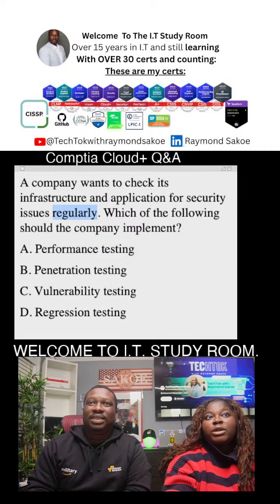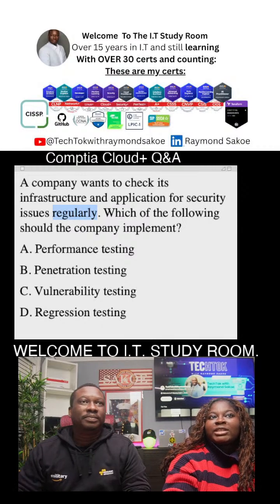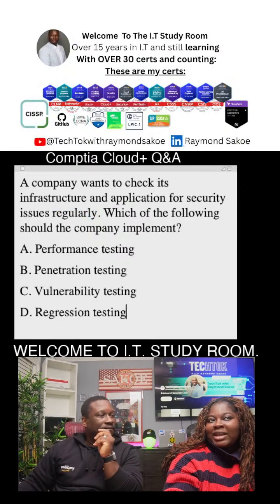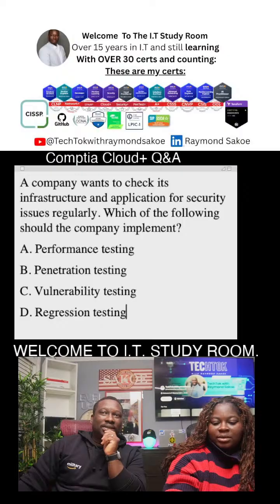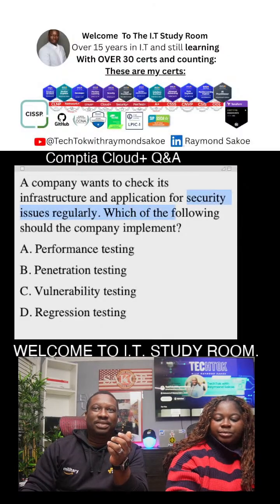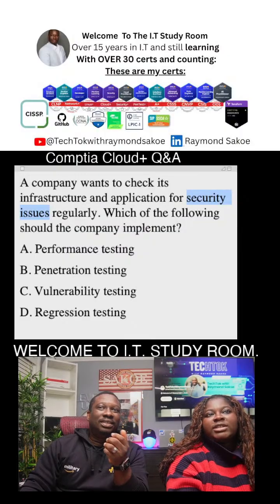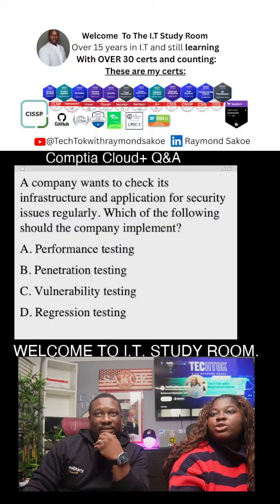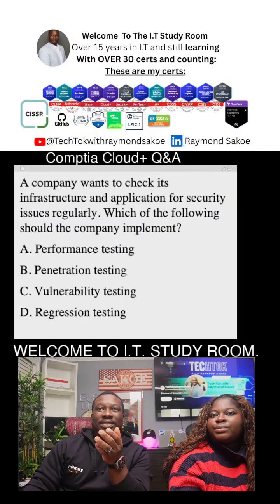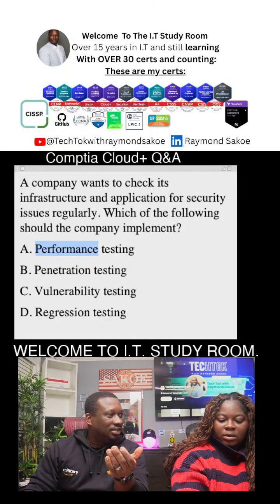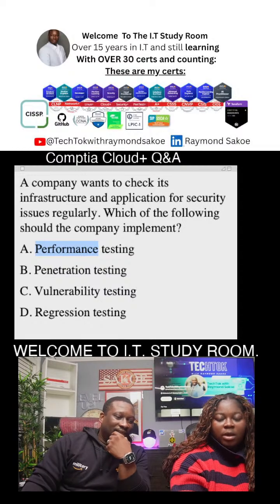Okay, Elliot said B. We're going to go with Elliot's answer. I was actually thinking, seeing the regularly, I would have probably said A, performance testing. Yeah. Okay. Another keyword would be what? Security issues, right? Hey, Cass, how are you? Cass says C. Okay. Oh, you said another one would be security issues, right? Performance testing may or may not be a security issue. Right? Okay. All right.